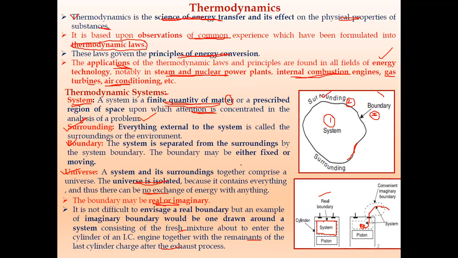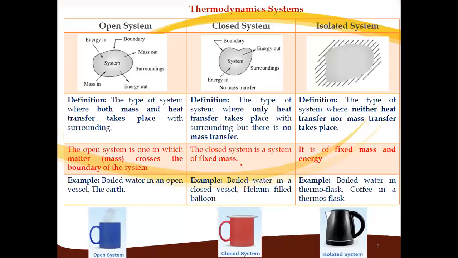What is a thermodynamic system? That is what is meant by system, then what is meant by surrounding, what is meant by boundary, what is meant by the universe. Now we will see the different types of thermodynamic system. There are mainly three types: first is open, second is closed system, and third is isolated system.